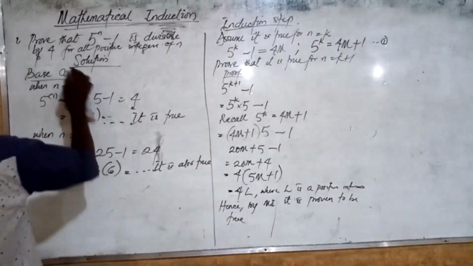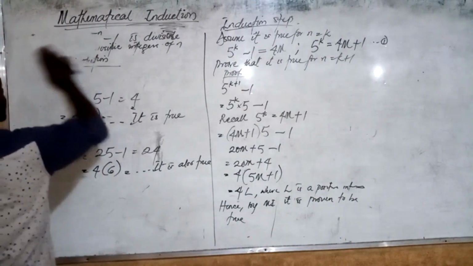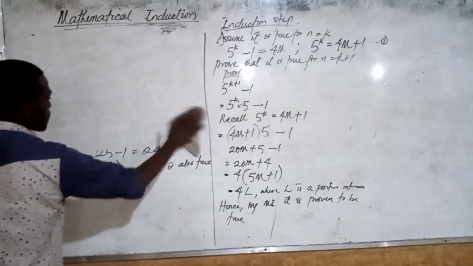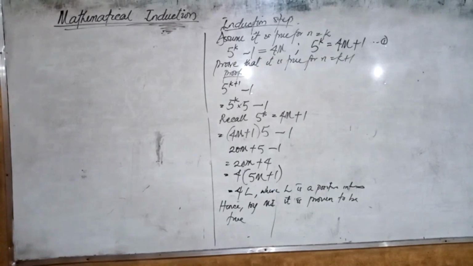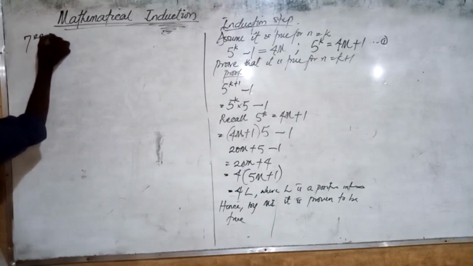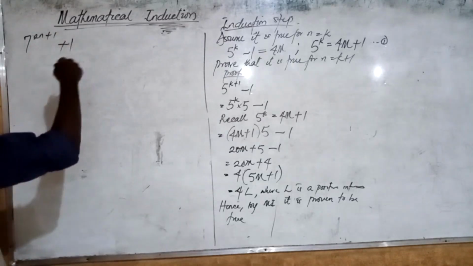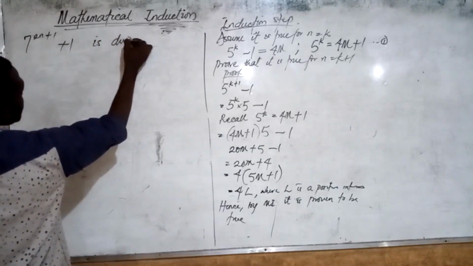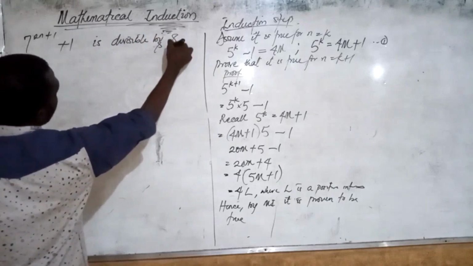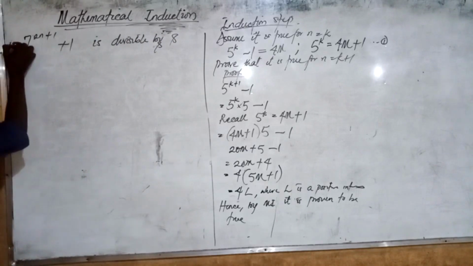Alright, so let's do one more. This is proving divisibility or factor. The second question says that we should prove that 7 raised to the power 2n plus 1, plus 1 again, is divisible by 8, or that 8 is a factor of this. That's what it says we should prove. So this is question 2.